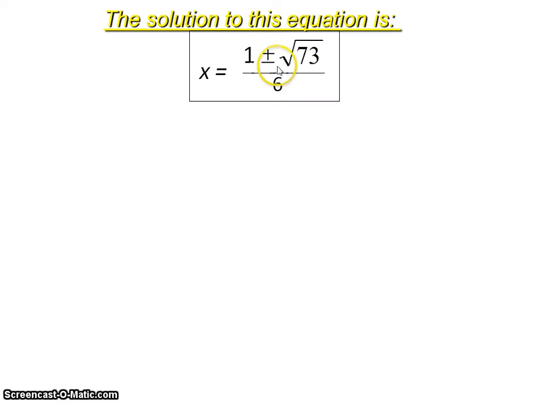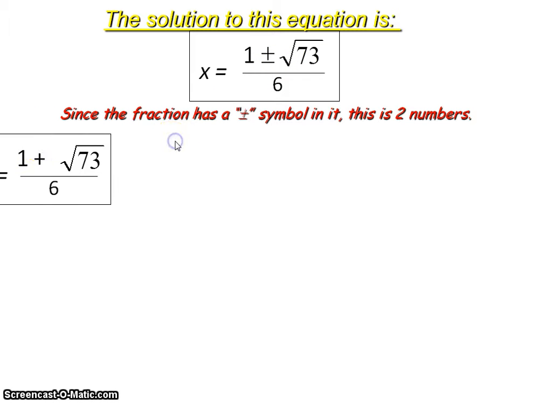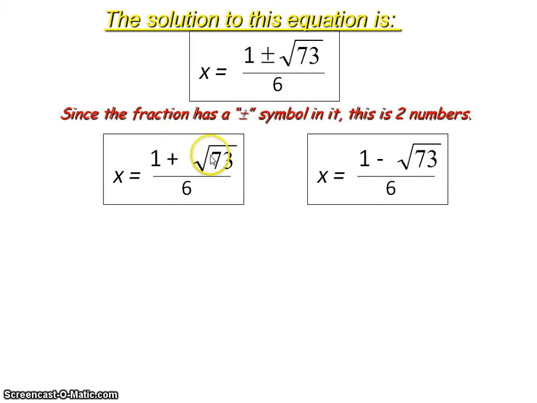Now what does this plus or minus mean? It means that I have 2 equations. I have 1 plus the square root of 73 divided by 6. And I also have 1 minus the square root of 73 divided by 6. We're going to leave it in this form, but when we get to class we're also going to convert that into decimal form.